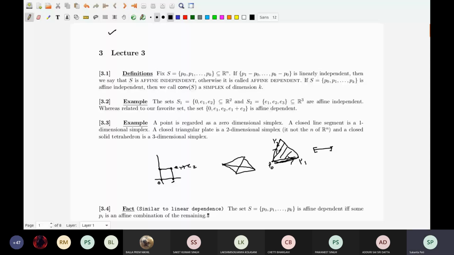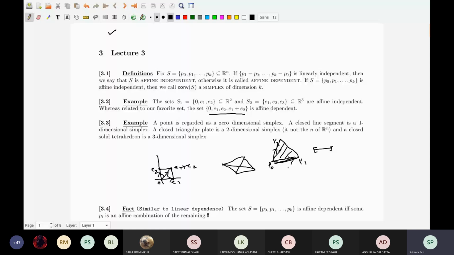A point is regarded as a 0-dimensional simplex. A closed line segment is a 1-dimensional simplex. A closed triangular plate is a 2-dimensional simplex. And why am I talking about simplex? Because this is the simplex of the simplex algorithm, the algorithm one uses to solve linear programming problems. That's what we are going to see the development of.